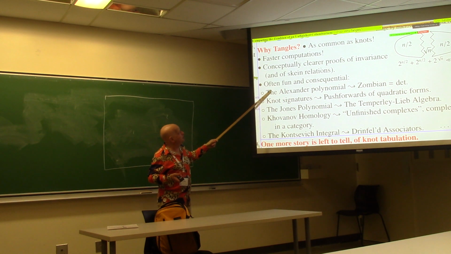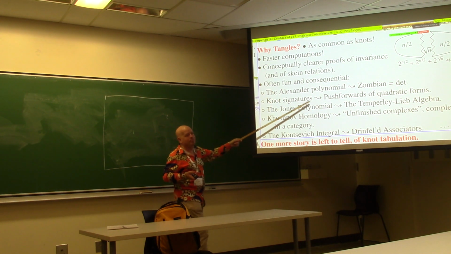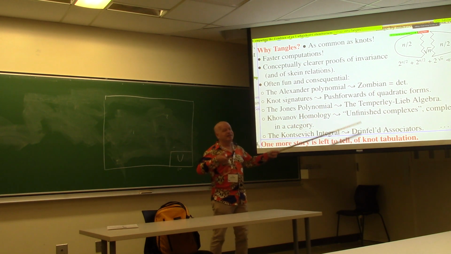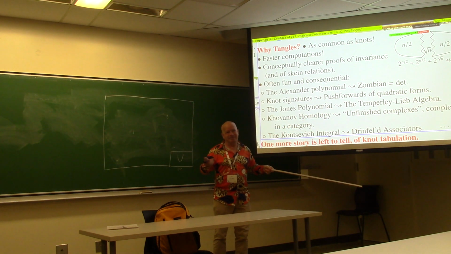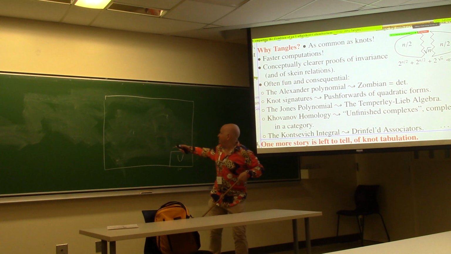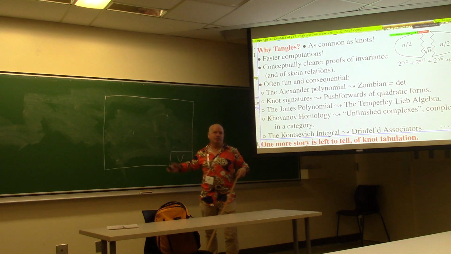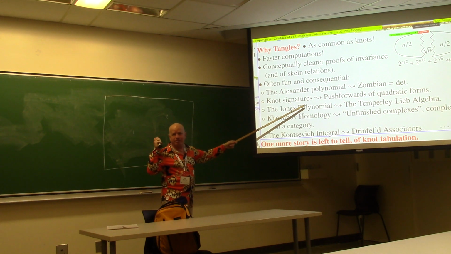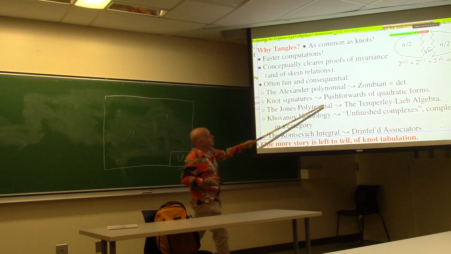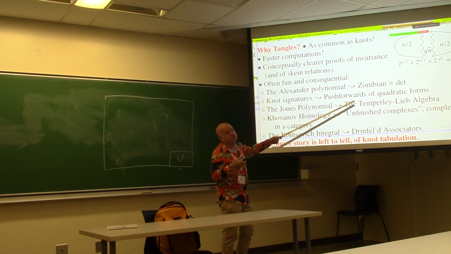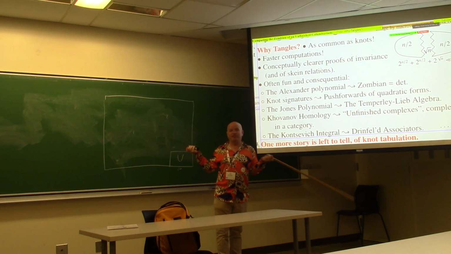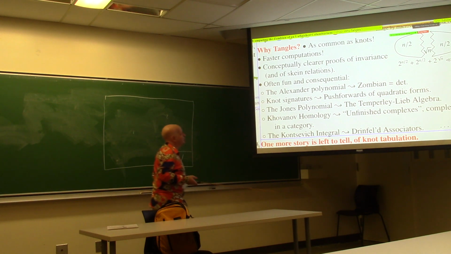So if you try to do it to the Alexander polynomial, the Alexander polynomial is the determinant, you end up thinking about taking the Zombians to be the determinant, and that's exactly one of the stories I told you. If you want to compute knot signatures, we heard about them yesterday, then you end up studying the push forwards of quadratic forms, which is a fun thing, and I just told you about it a little more.